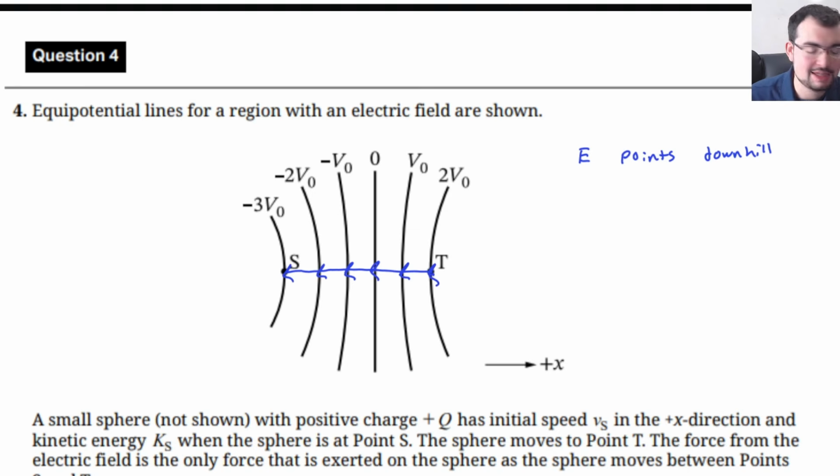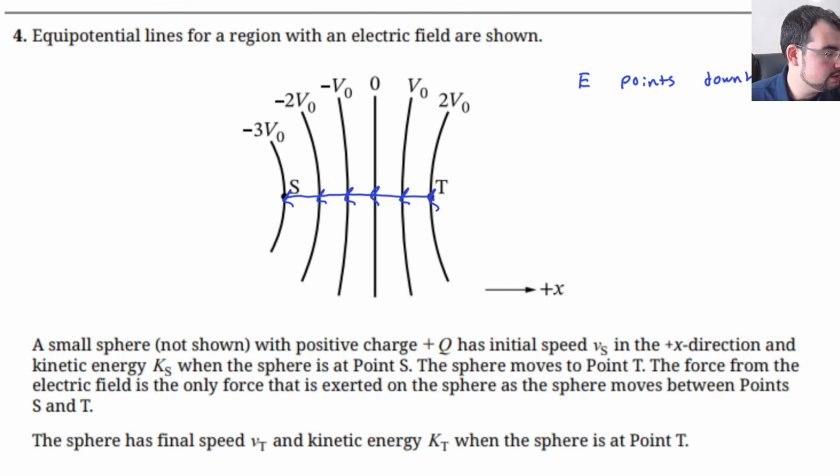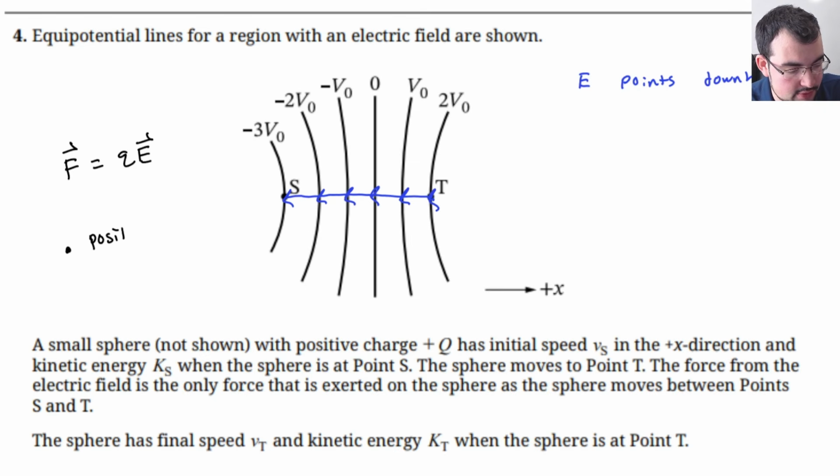And we know that we have a positive charge. So this positive charge is going to get slowed down, because we know that F equals qE, and we know that positive charges accelerate along the E field.